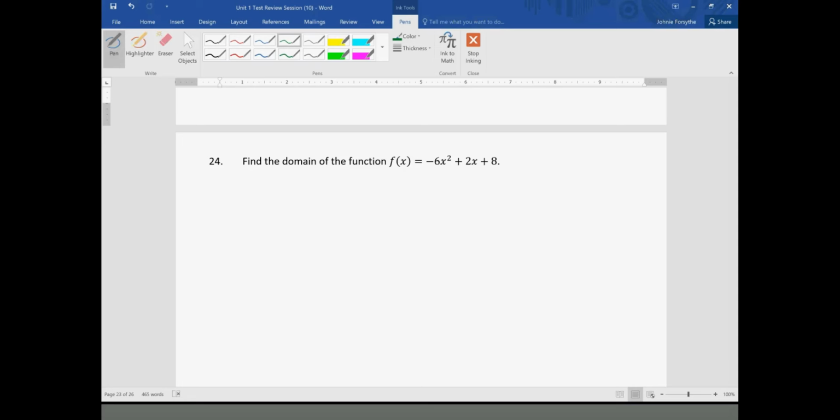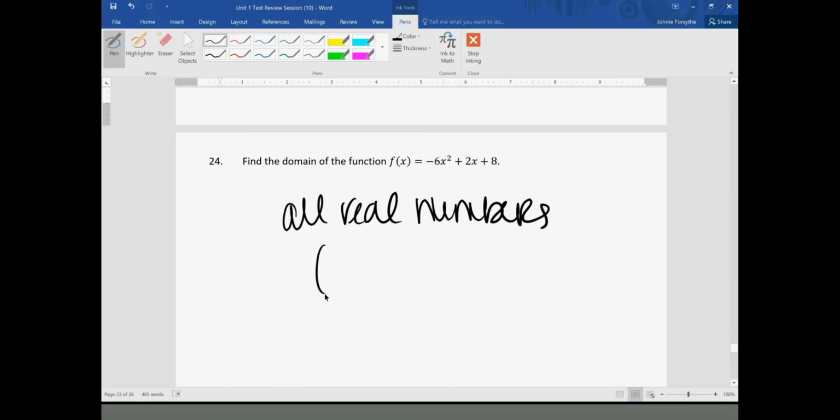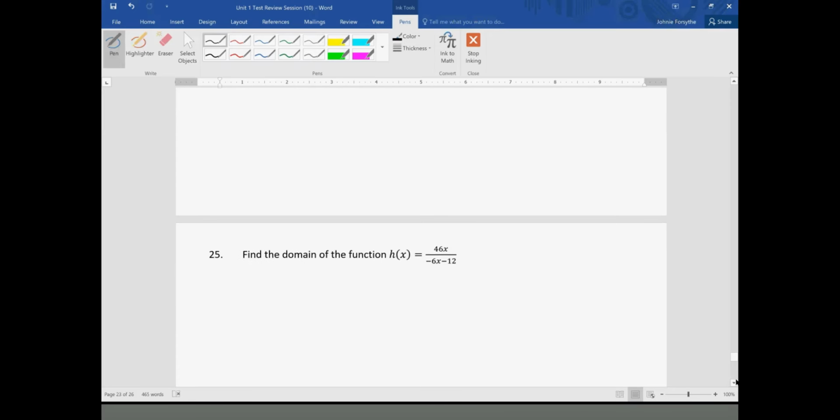So like here, f of x equals negative 6x squared plus 2x plus 8. You don't have a square root, and you don't have a denominator or fraction bar with a variable in the bottom. So the domain here would just be all real numbers. If we want to write it in interval notation, we would say negative infinity to positive infinity. And that's it. Now let's look at another scenario.